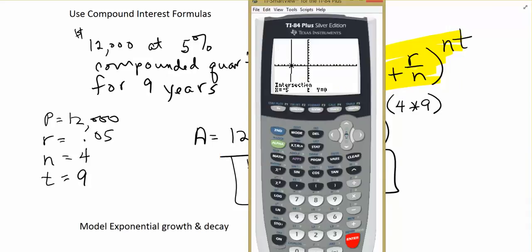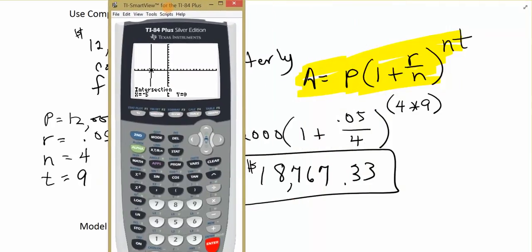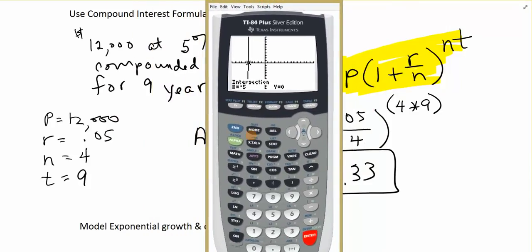If you look at your calculator, let's quit out of that. Right in the middle here, next to math, is a button that says apps. So hit apps. Top one is finance. We want to hit enter. We want to go to the solver. That's it. All this is in your yellow packet as well.